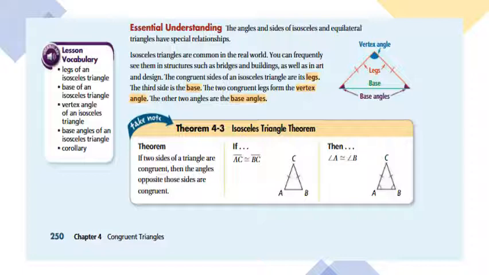Theorem 4-3, isosceles triangle theorem. What is this theorem? If two sides of a triangle are congruent, then the angles opposite those sides are congruent. So if the two sides are congruent, then the base angles are congruent. That's it. This is what we call the isosceles triangle theorem. Okay, girls?